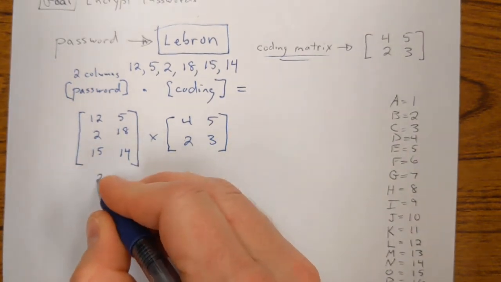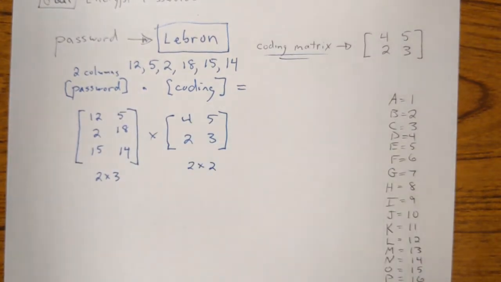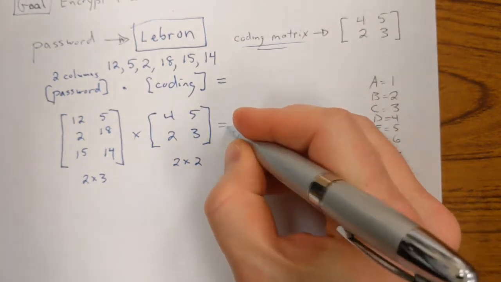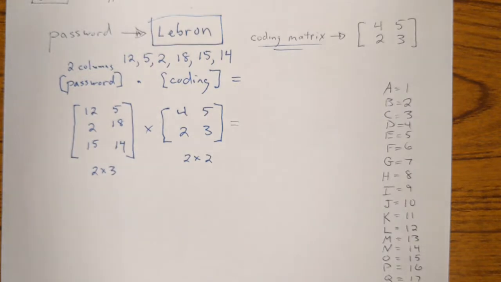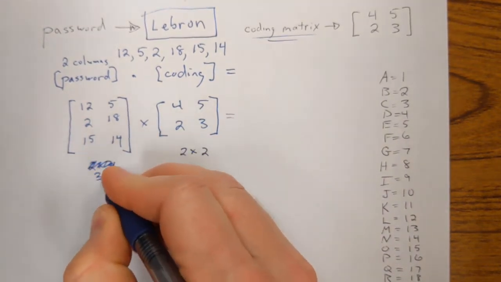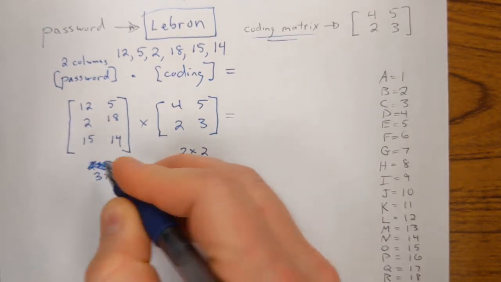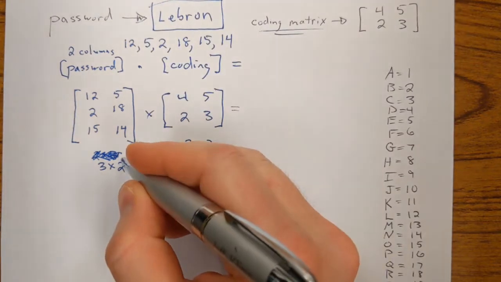Now, here's what I'm left with. Since this is a 2x3 being multiplied by a 2x2, I can go through a few of the steps with you to help you remember how to do this. First off, my apologies. This is not a 2x3. This is a 3x2. My mistake, but a reminder of how to multiply matrices.